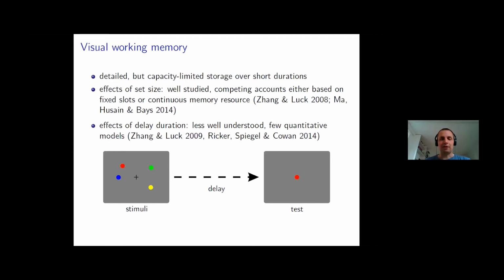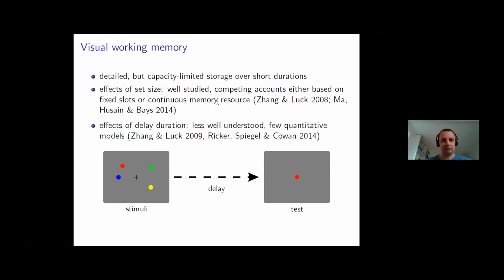As you probably know by now, working memory, or visual working memory, is a relatively detailed but strictly capacity limited storage system that acts over short durations, typically on the order of a few seconds. And these capacity limits have been investigated in quite some detail and have been the focus of many studies. Typically described in terms of the effects of set size.